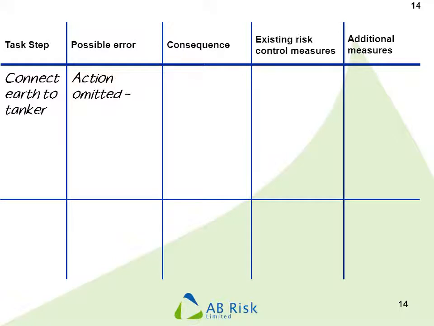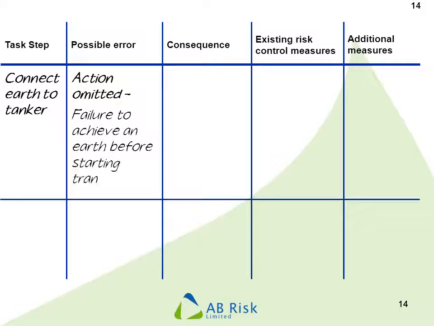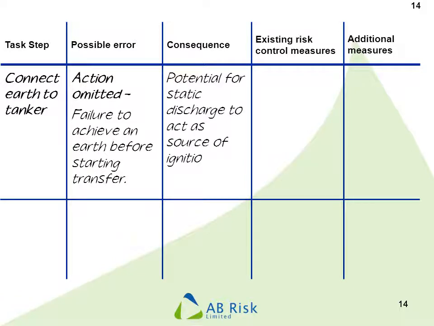We then start to go through the error types. Let's start with action omitted, and we make a note of what that really means: failing to achieve an earth before starting the transfer. We then say, what would the consequences be? Well, I've already explained why we attach an earth in the first place, so we can say, if we don't do it, there may be a static discharge that may start a fire.